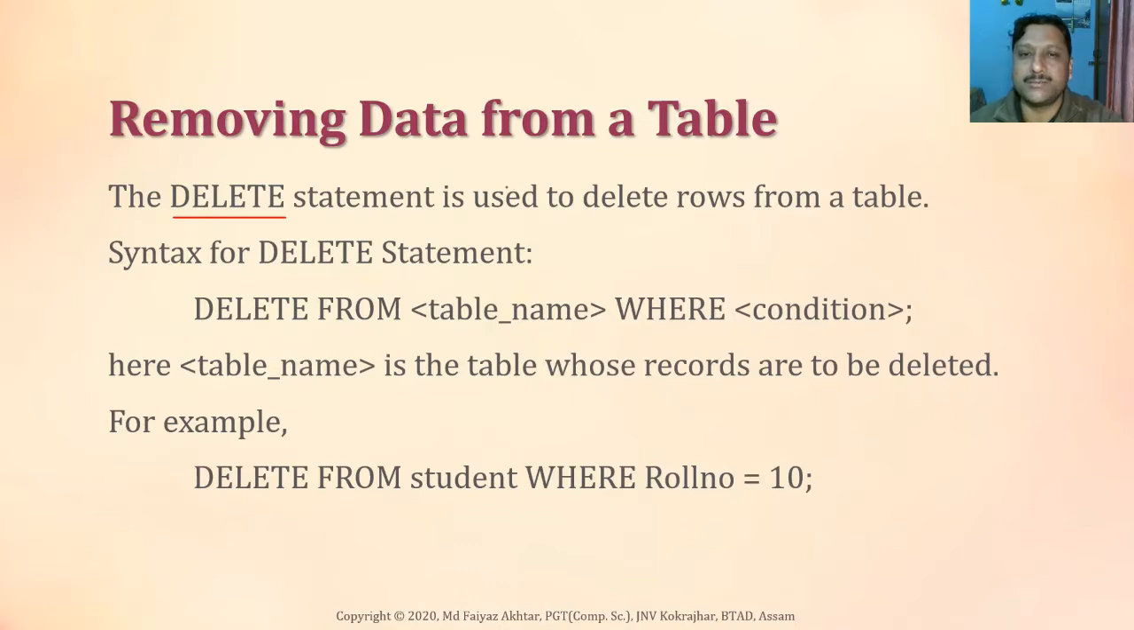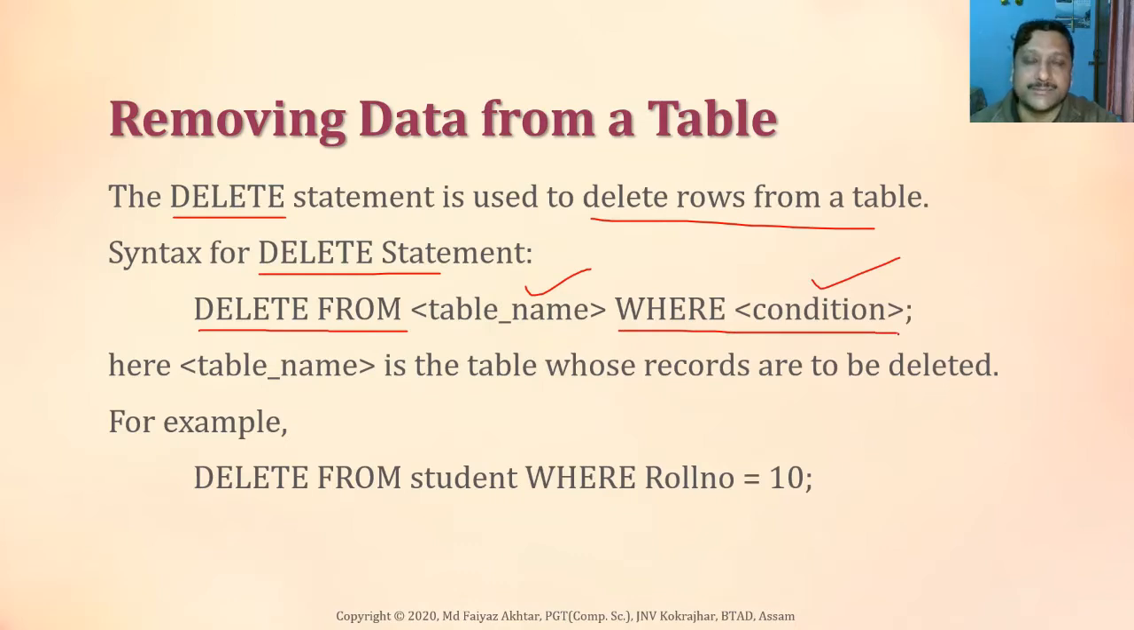So using the delete statement we can delete rows from a table. The syntax for the delete statement is like this: delete from, we have to give from also with the delete statement. Delete from, then table name, then where, and then condition. Here the where condition is also necessary. If you skip this where condition, then it will delete all the rows from the table. Here table name is the table whose records are to be deleted. For example, here delete from student where roll number equals to 10. Then what happened? The record for the student whose roll number is 10 will be removed from the table student.